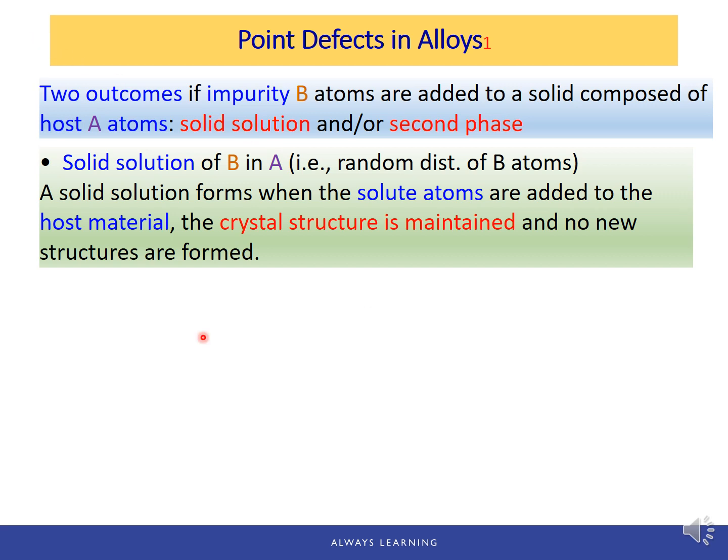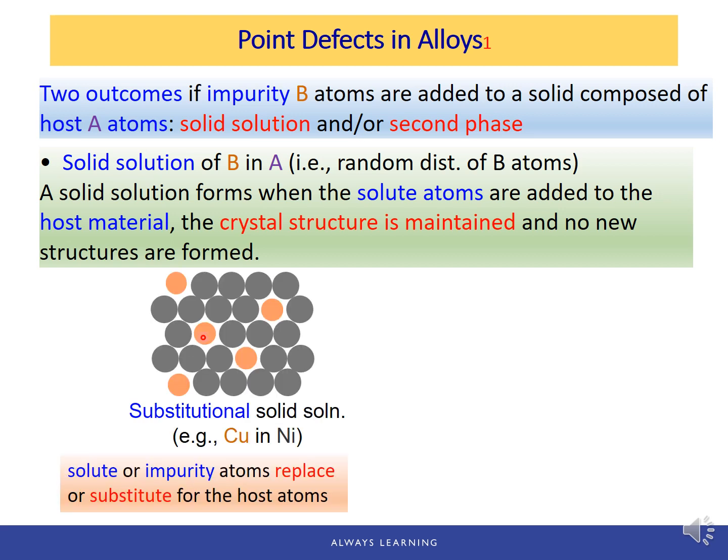So the impurity point defects are found in solid solutions, and there are two types of point defects in solid solutions. One type is called substitutional, another one is called interstitial. So in the substitutional solid solution, solute and impurity atoms replace or substitute for the host atoms. For example, copper in nickel. The copper atom will replace the nickel atom at those lattice sites.